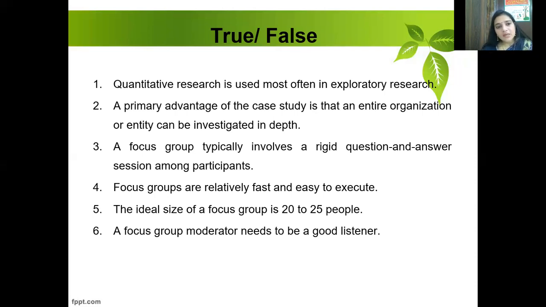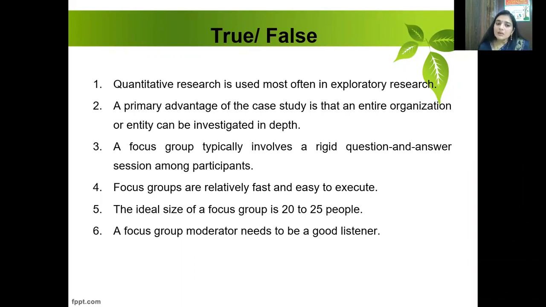Second, a primary advantage of the case study is that an entire organization or entity can be investigated in depth. Is it? Let me read it again. Yes, you can, because you can choose one person from every team so as to investigate the whole organization in depth. So it is again true.